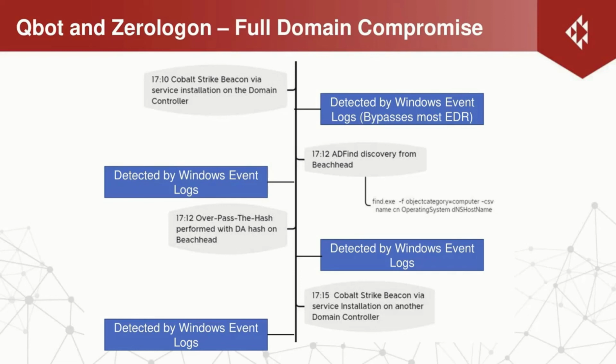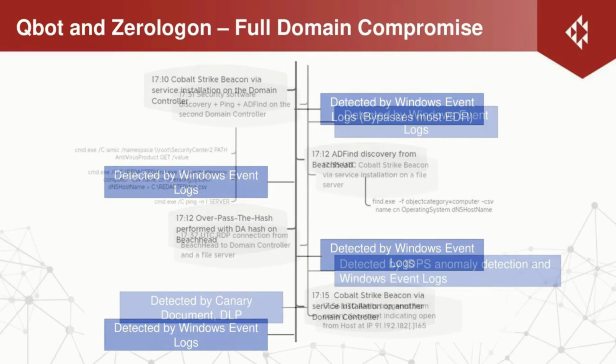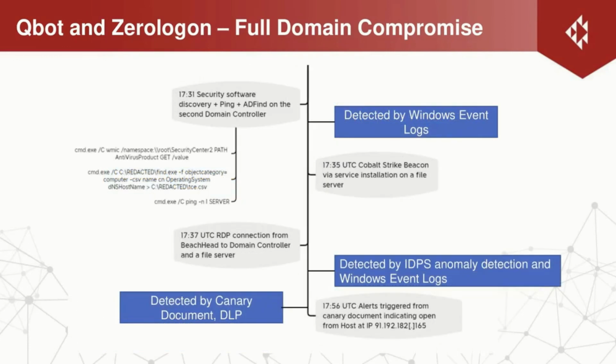Qbot Strike Beacon is then installed as a service on the domain controller. Again, Windows event logs, something that should be noticed: a new service being installed on a high value server. Then security software discovery, which is pretty interesting. The malware is looking out for any EDR software or tools that may exist on the endpoint. Again, pointing to the fact that network detection and response is a very valuable tool, and you can't rely only on endpoints. This can be detected by Windows event logs, so long as you have the rules in place to detect things like named pipes and so forth, which we're seeing here.